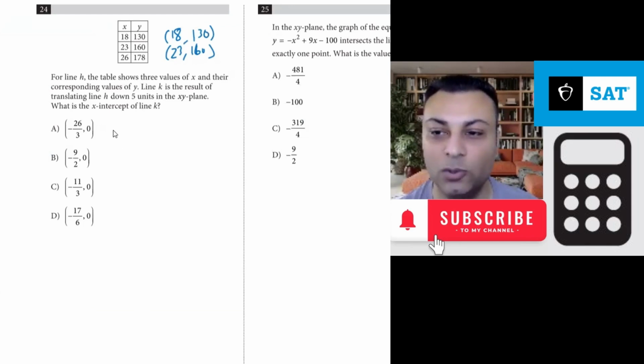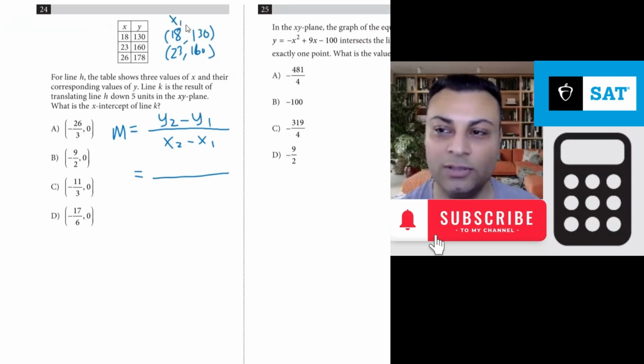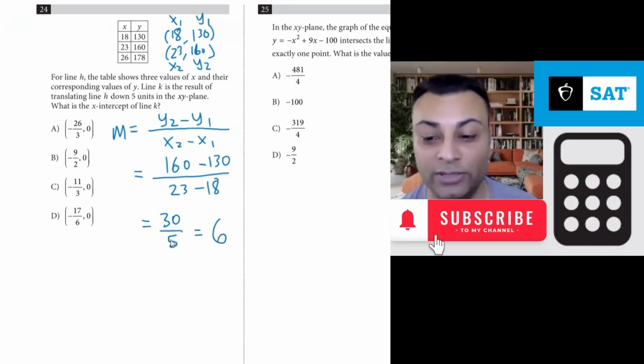So I would like to get the slope of line H. And if you recall the formula, it's y2 minus y1 over x2 minus x1. So let's go ahead and put those in. This is x1 and y1, and this is x2 and y2. So we're going to do 160 minus 130 over 23 minus 18. Now, we can see this is 30 and this is 5, and so you get 30 over 5, which is 6. But I want to use the calculator because always use the calculator when you get a chance.